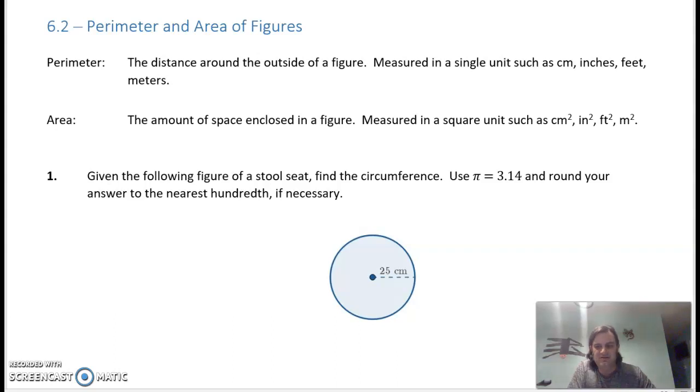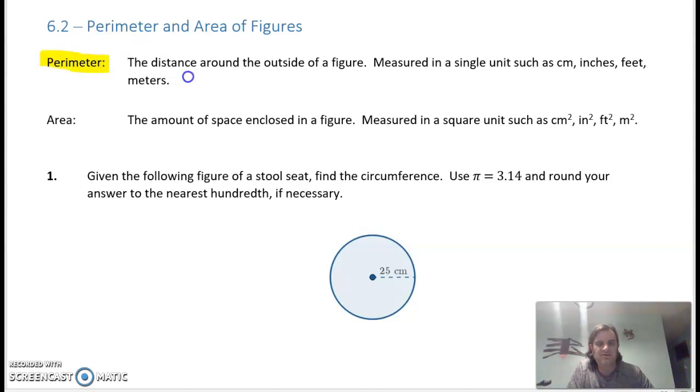Hey, it's Mr. Allred, and we're going to talk about geometric shapes and a few of their characteristics, mostly perimeter and area. And in this video, I'll describe formulas and calculate a few perimeters and areas for common figures. The first thing to kick off here is perimeter.